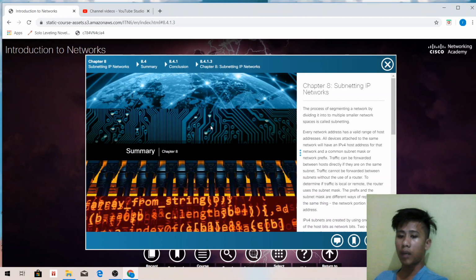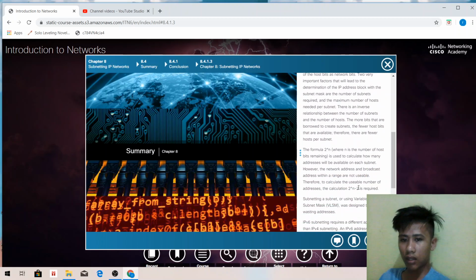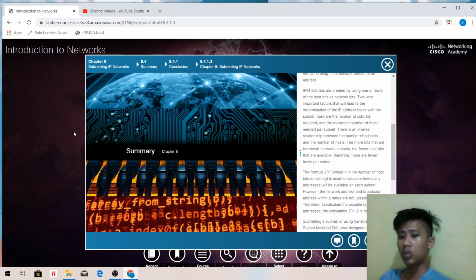To determine if the traffic is local or remote, the router uses the subnet mask. The prefix and the subnet mask are different ways of representing the same thing, the network portion of an address. IPv4 subnets are created by using one or more of the host bits as network bits. Two very important factors that lead to the determination of the IP address block with the subnet mask are the number of subnets required and the maximum number of hosts needed per subnet.